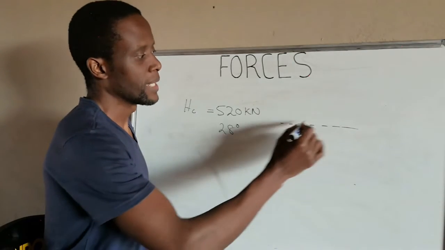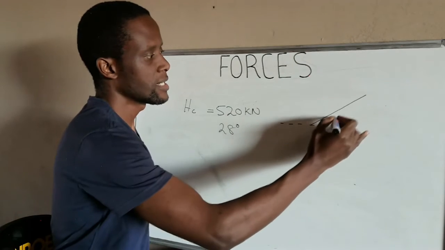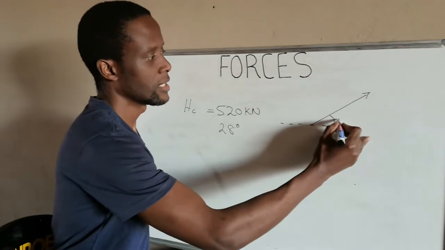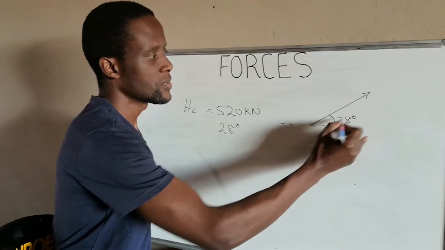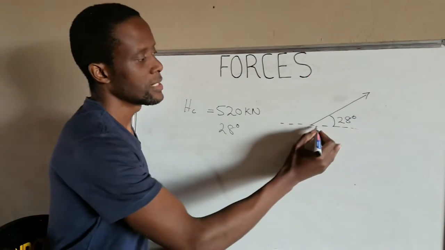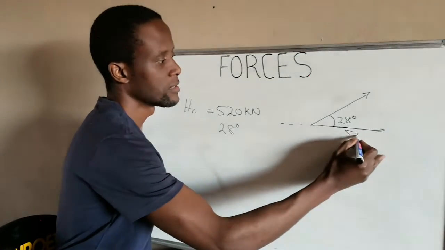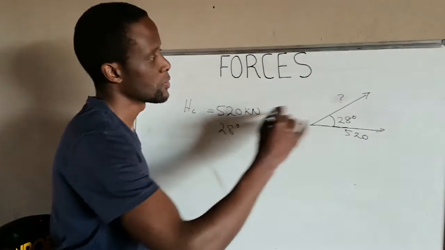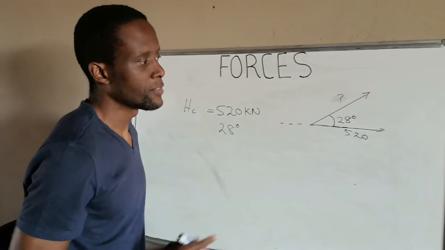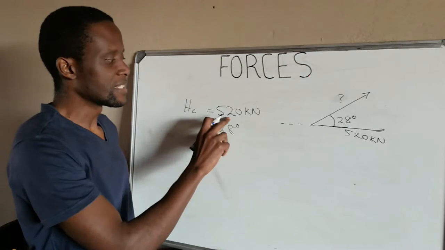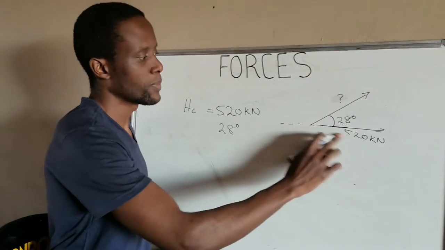If we have a horizontal plane, let's say the force is going in that direction. This is our horizontal plane, and our 520 will be in that plane. It is the horizontal component. It is not the actual force. We are not even concerned about what the force is, but it is important that we state this 520 as the horizontal component of that force.